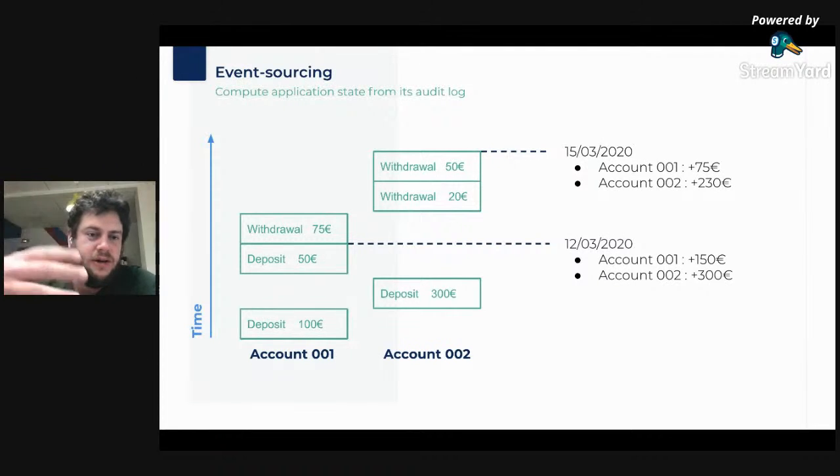This kind of audit log of event sourced stored system allows you to specify a point in time at which you want to compute the state of the system. For this example, if we want to get the balance, which represents the state of the system at a given time, on the 12th of March, we will actually go for account 1 through the 2 events, deposit 100 euro and deposit 50 euro to get the balance of 150 euro. And for account number 2, only 1 event on the audit log, which is a deposit of 300 euro, accounting for a balance of plus 300 euro.